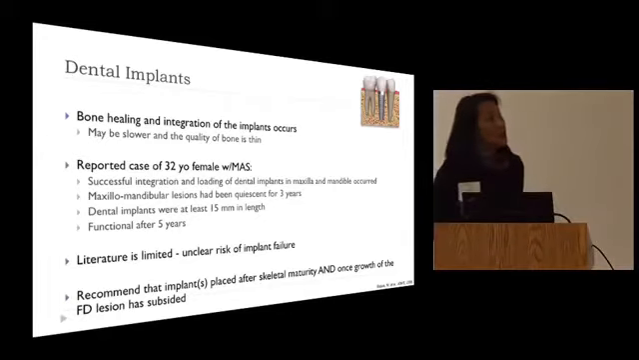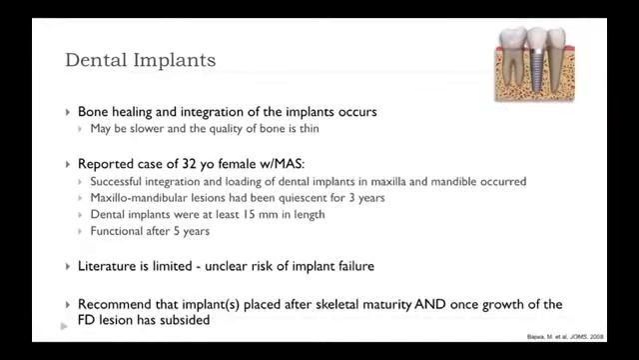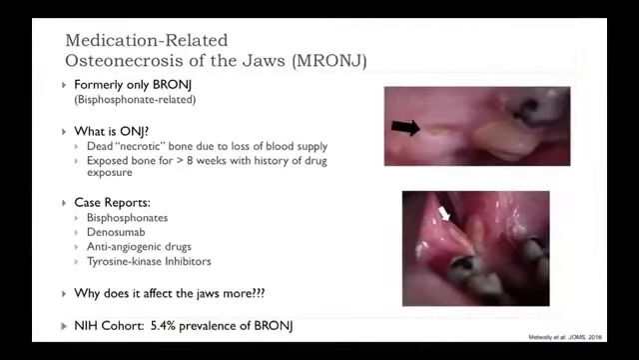So I want to just very briefly talk about osteonecrosis of the jaw. This was formerly considered related to just bisphosphonate therapy, but in fact we do know that, for example, denosumab may cause the same condition. And this is when there's necrosis, or death, to the bone because of a loss of blood supply. And this is typically seen when the bone is exposed to bisphosphonate therapy or any medication that may impact blood supply to the bone, when the medication has been in place for longer than a few months.